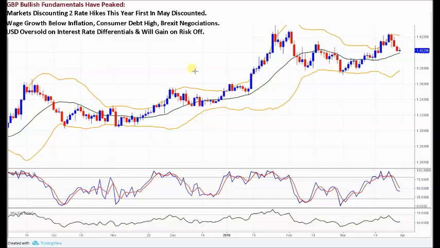But will they? Yeah, we've covered this at length in the member centre. One major problem, the Irish border. That's going to be very difficult to solve. Any uncertainty over that will put pressure on sterling. On the other side, the USD is oversold on interest rate differentials, current and going forward. It's not getting worse for the USD. It'll also gain on risk off.